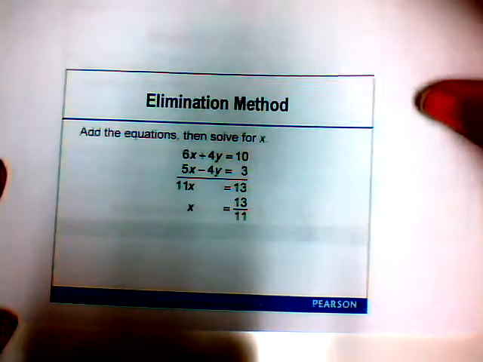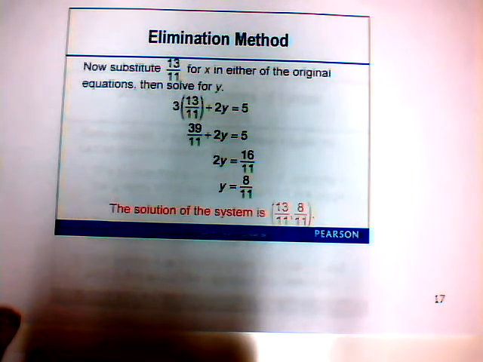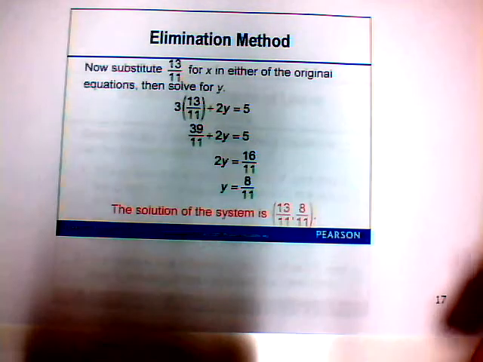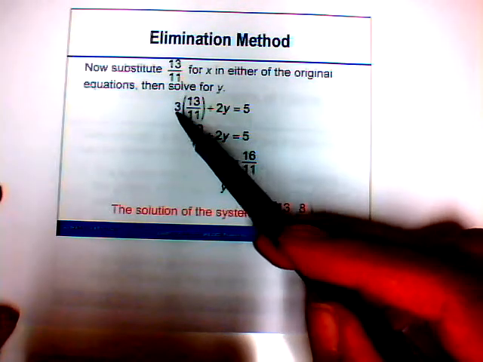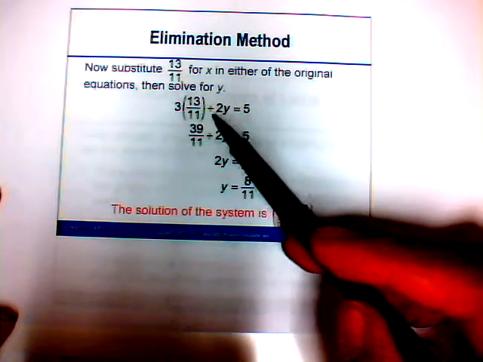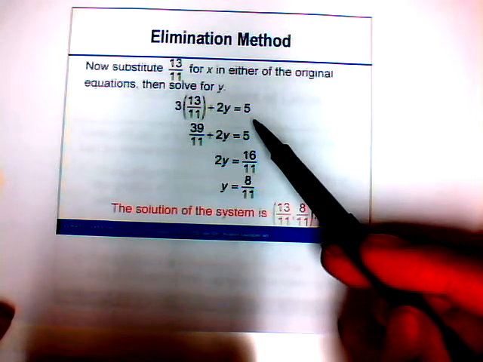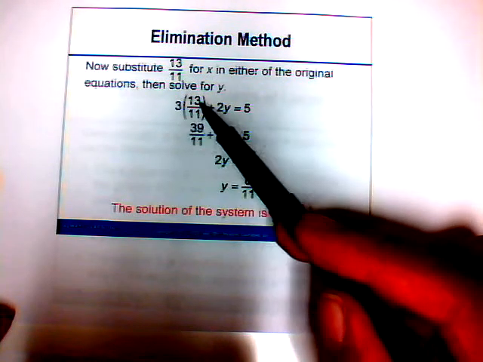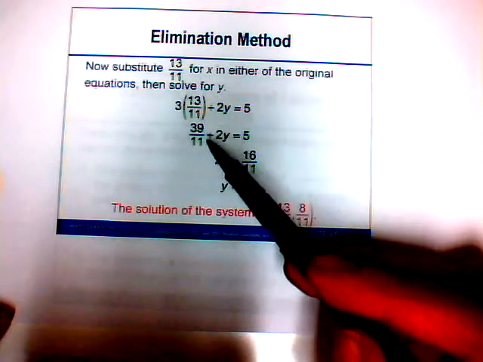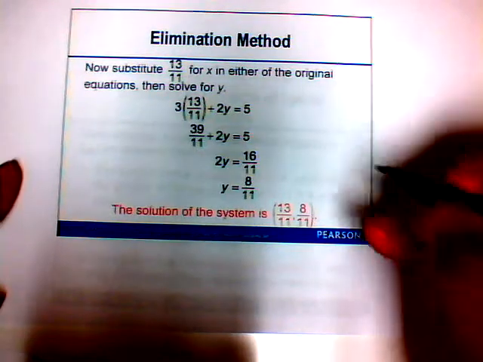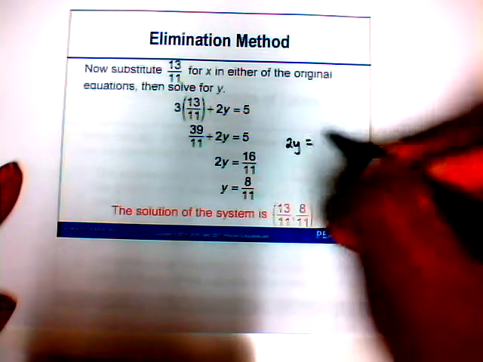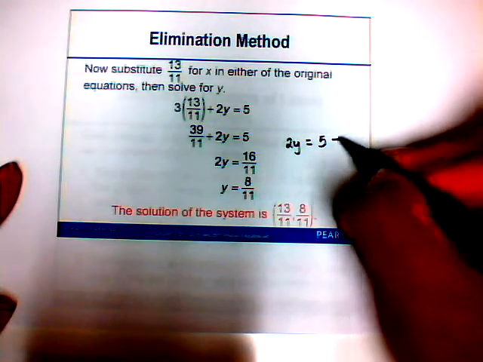So now we need to find out what y is. We're going to substitute 13/11 for x in either of the original equations, and then we're going to solve for y. So we take the equation 3x plus 2y is equal to 5, and just replace the x with 13/11. So now you got 3 times 13 over 11 plus 2y is equal to 5. And then you're going to say 3 times 13 over 11, or 3 over 1 times 13 over 11, will be 39/11, plus 2y is equal to 5. Okay, so now, to get 2y by itself, you'll have to do 5 minus 39/11.